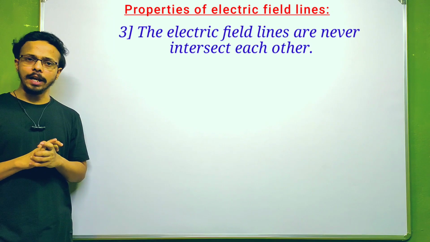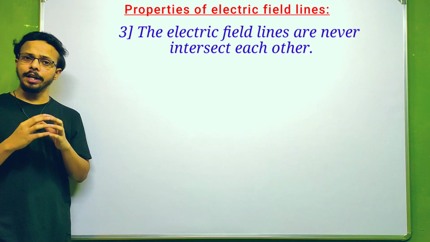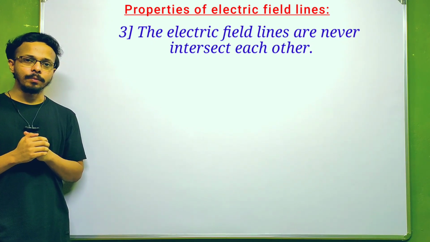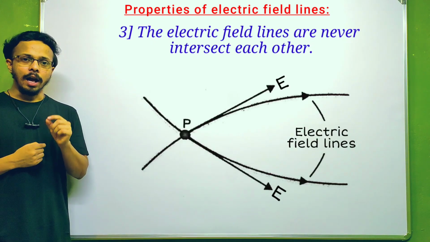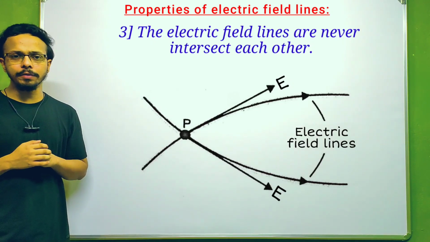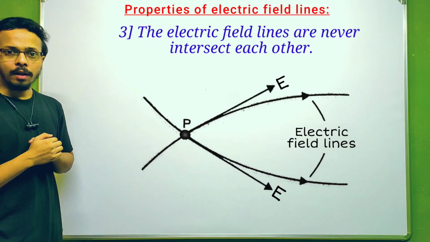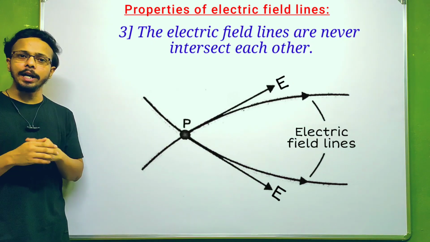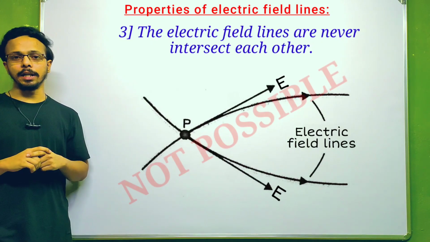The next property of electric field lines is that they never intersect each other. Why is this so? Suppose the electric field lines intersect, and at the point of intersection you draw the tangent on both the curves. You would find two directions of the electric field at a single point, and two directions of the electric field at a single point is not possible. Therefore, we say electric field lines never intersect.